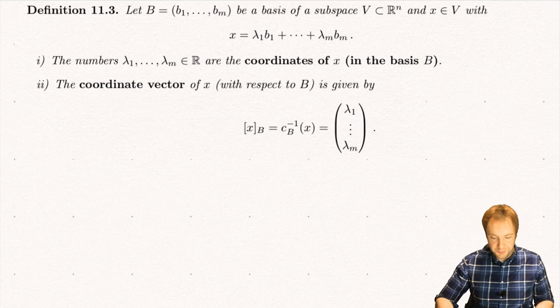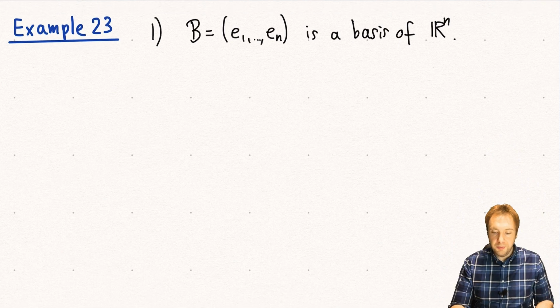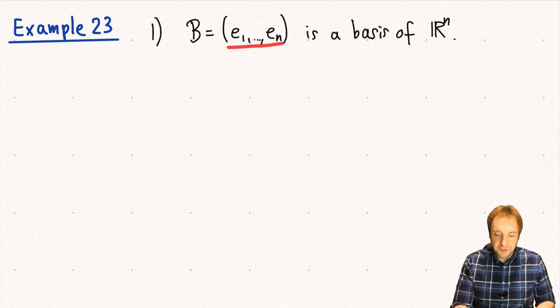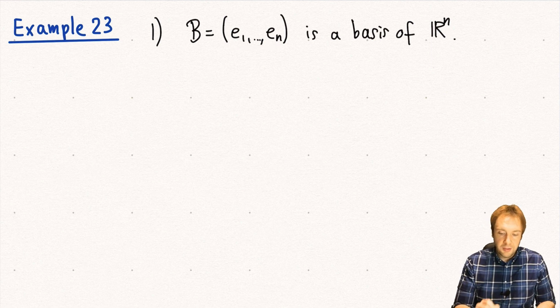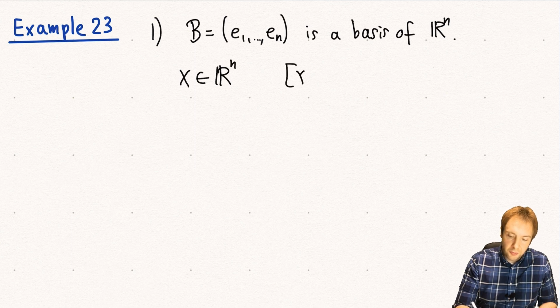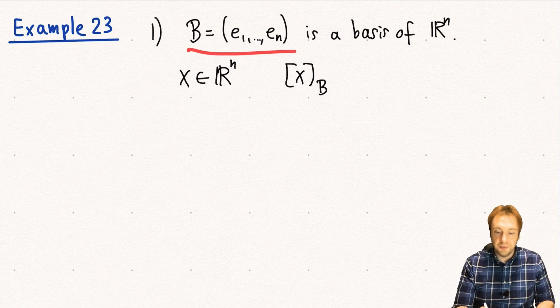Okay, so let's do a few examples for this. The first example is if we consider Rn. Rn is also a subspace of Rn, and the standard basis consists of the vectors 1, 0, 0, up to 0, 0, 0, 1. So this e1 up to en is a basis of Rn. We can ask ourselves, if I take an element x in Rn, what is the coordinate vector of this vector with respect to the standard basis?